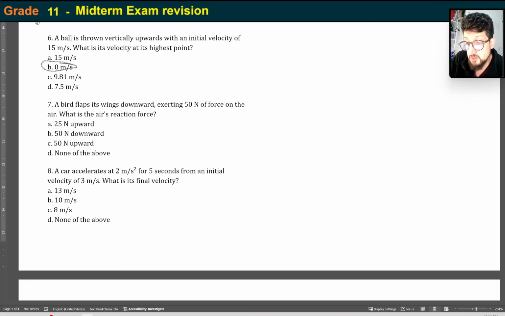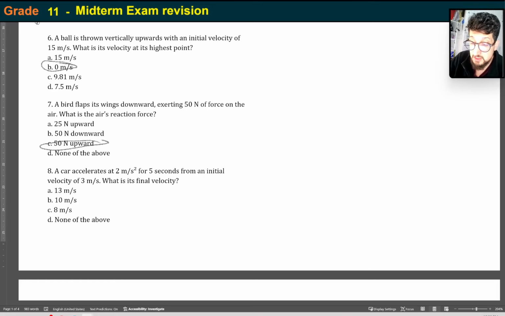Number 7, a bird flaps its wings downwards, exerting 50 newtons of force on the air. What is the air's reaction force? It's going to be 50 newtons upwards. 50 newtons down, 50 newtons up. Equal and opposite reaction. Third law.